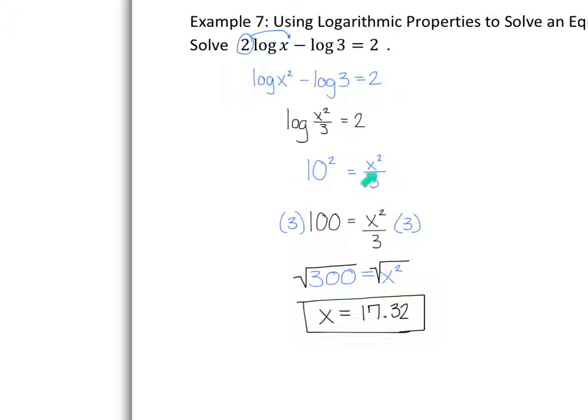At this point, you can choose to do the math way or the graphing. If you would have done graphing, you would have put log of x squared divided by 3 in y1 and 2 in y2, and then find the intersection. It's a funky looking thing, but either way, you should get 17.32.